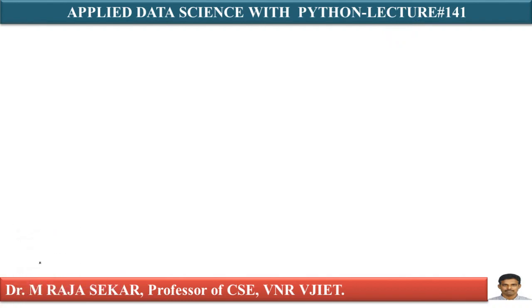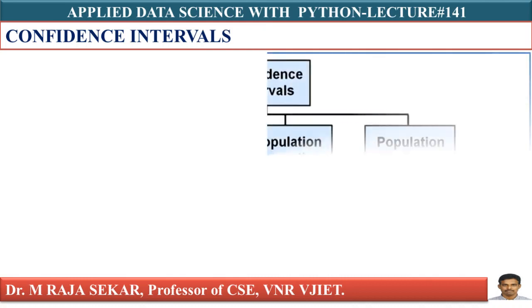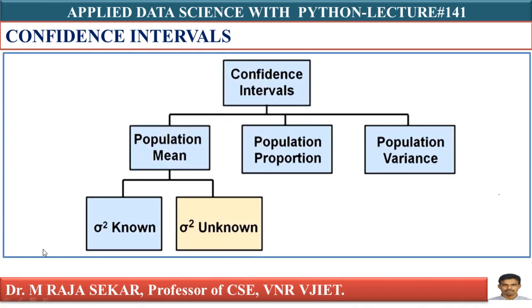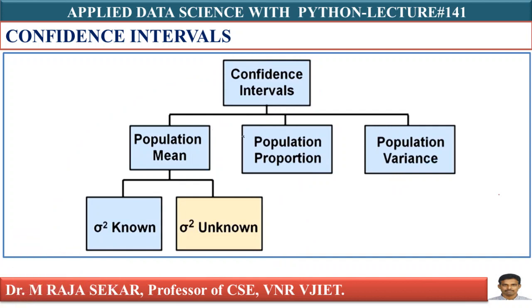In this lecture, I will continue my discussion on confidence intervals. Just recall this particular diagram. We have spent a lot of time on this diagram. I completed this part. Which part? This part. In this lecture, we will try to understand estimation of population proportion and estimation of population variance with the help of sample proportion and sample variance.